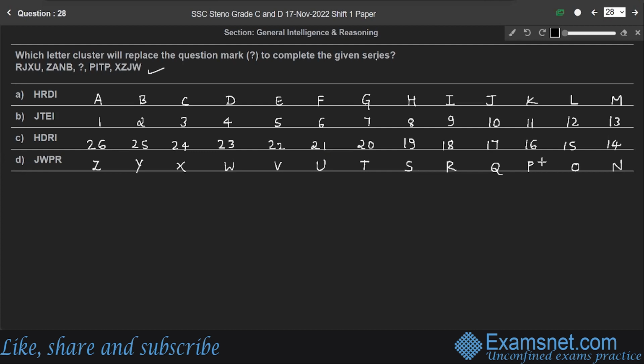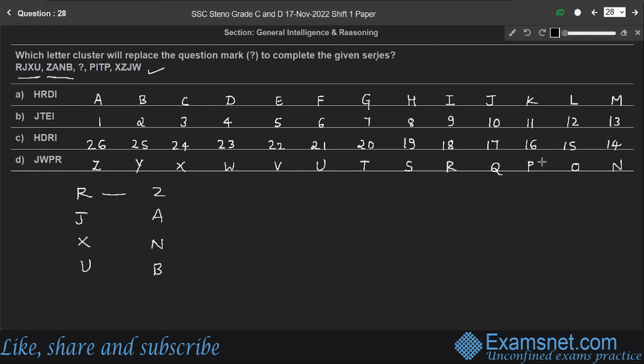Question 28. Which letter cluster will replace the question mark to complete the given series? Here the first cluster is RJXU. To relate the letter clusters, I have written the positional values of each letter here. Vertically, RJXU. And the second cluster is ZANB.